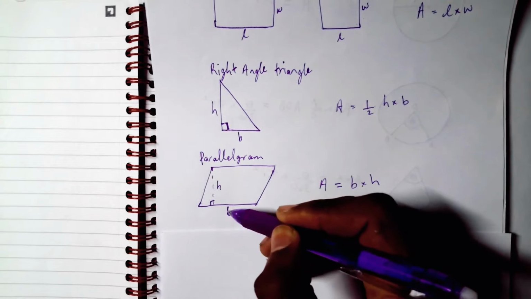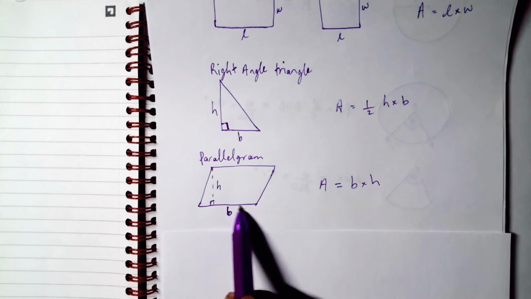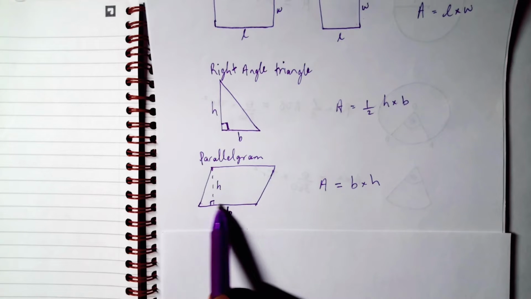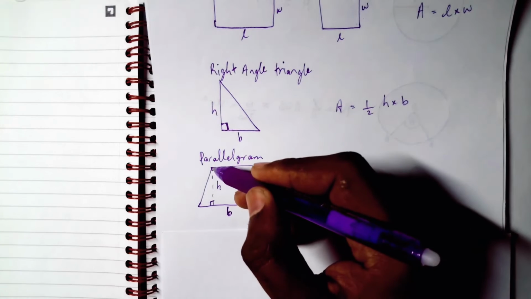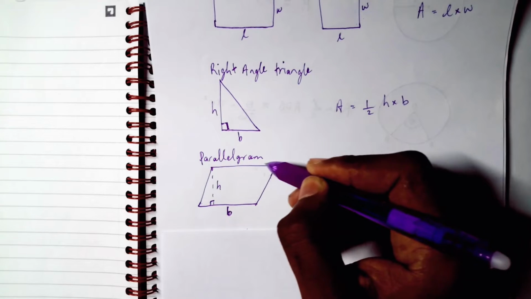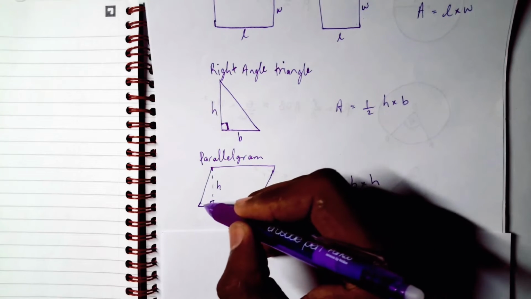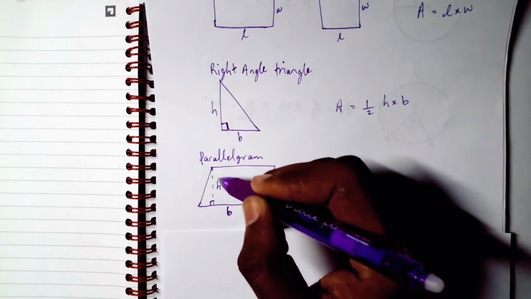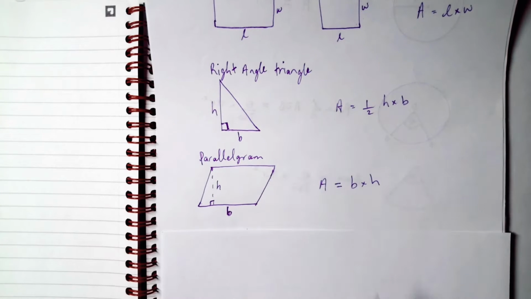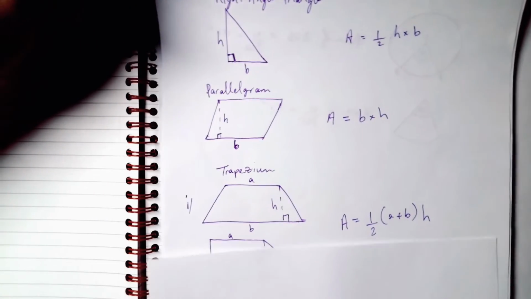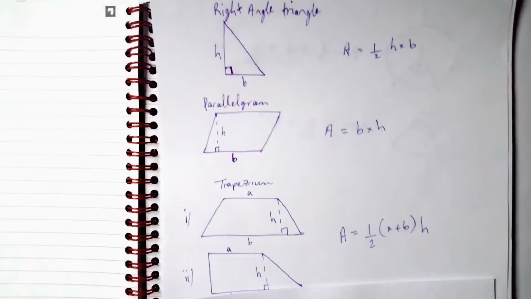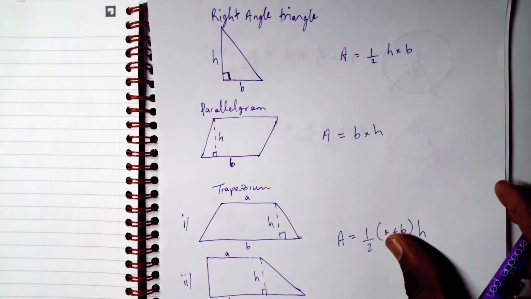And the base. So it's going to be the base, which is all of this right here, multiplied by the height from the top horizontal line to the bottom horizontal line. One straight line connecting the two. That's how we get the area of the parallelogram. Okay? Good. And now we have what is called a trapezium.